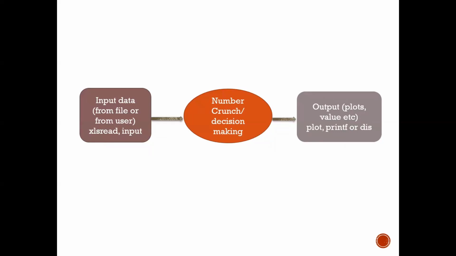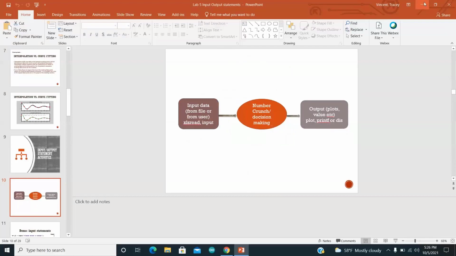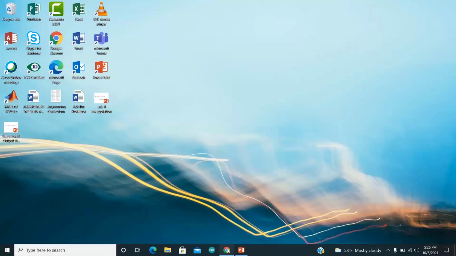Okay, and after we've gone through this number crunching, it's gone through the program, then there's generally an output. The output could be a value, or it could be a plot, or some kind of display. Now that might be stating the obvious, but we're going to take a closer look at this. Okay. I'm going to go to MATLAB, fingers crossed.